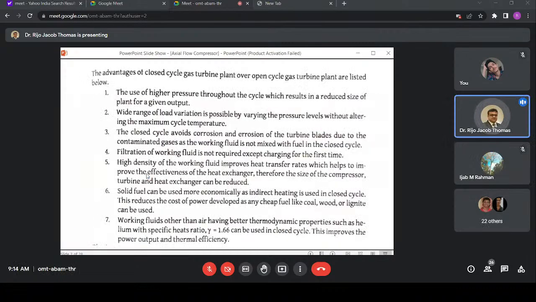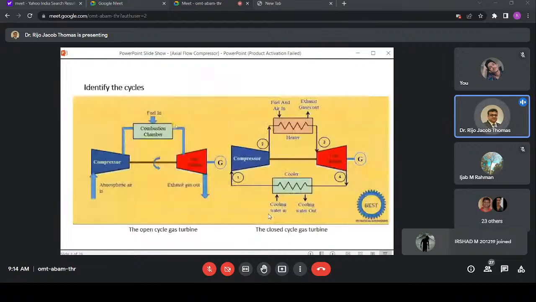Then it says solid fuel can be used more economically under indirect heating. For example, if you wanted to burn coal or wood, you can't do it in this system because it is not possible. You need some sort of spraying fuel or a gaseous fuel that comes into the combustion chamber, then it burns. But here you can use coal, which is burned outside, so it has nothing to do with the fluid.